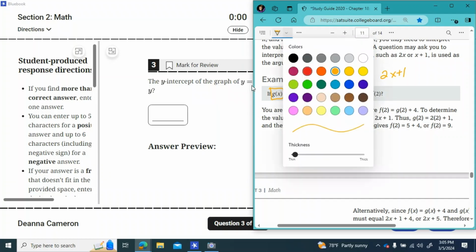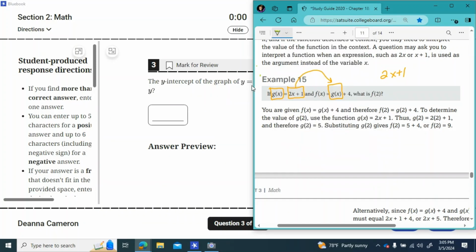And I can use another color and say f of x equals 2x plus 1, or g of x plus 4. So just add a plus 4 onto the end. And now it's asking what is the f of 2. So we're just going to take our x and write a 2 wherever we see an x. So f of 2 equals 2. And instead of x, I'm going to put another 2 plus 1 plus 4.